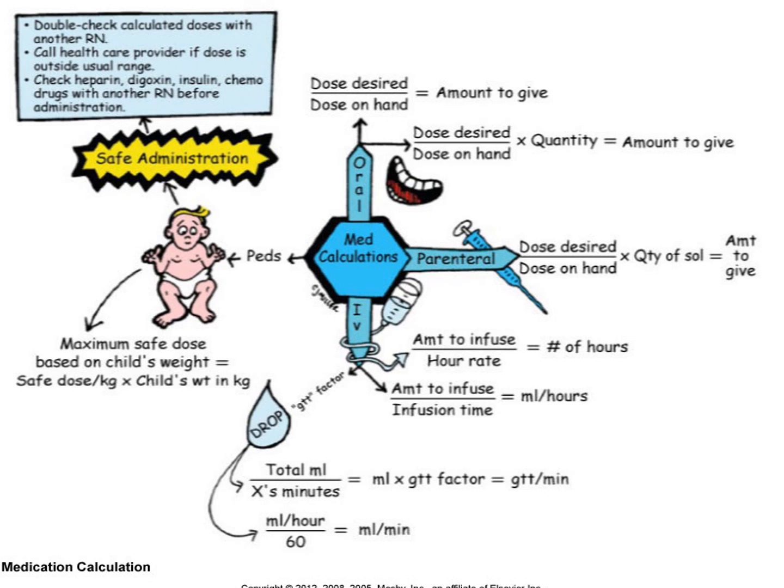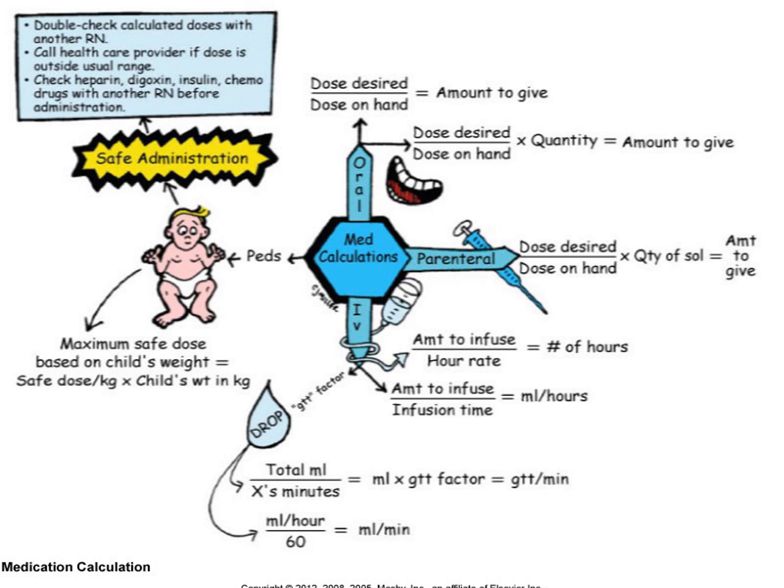Dose desired over dose on hand times quantity is the amount to give for a medication, right? So again, remember, parenteral is the dose desired over dose on hand times the quantity of the solution. And infusion, of course, amount to infuse over the hour rate equals the number of hours. Amount to infuse over the infusion time equals the mLs per hour, right?